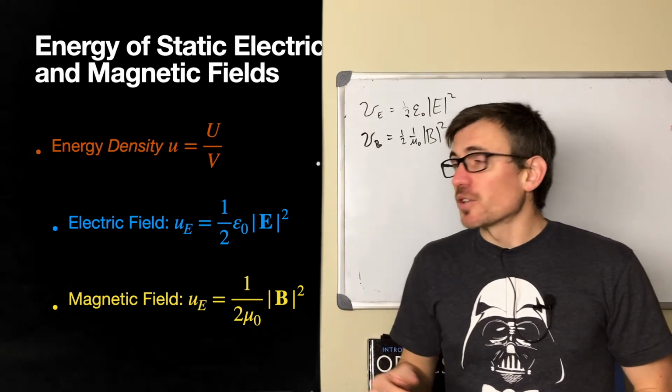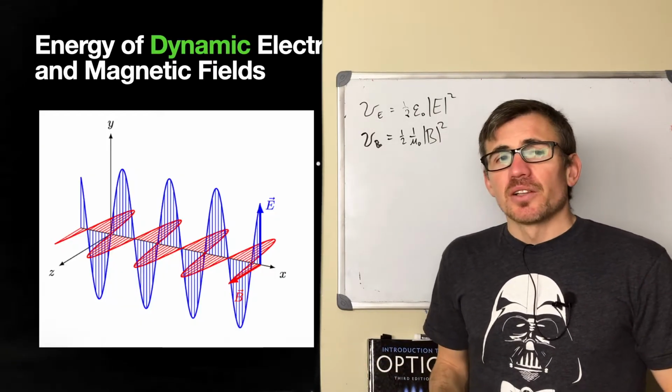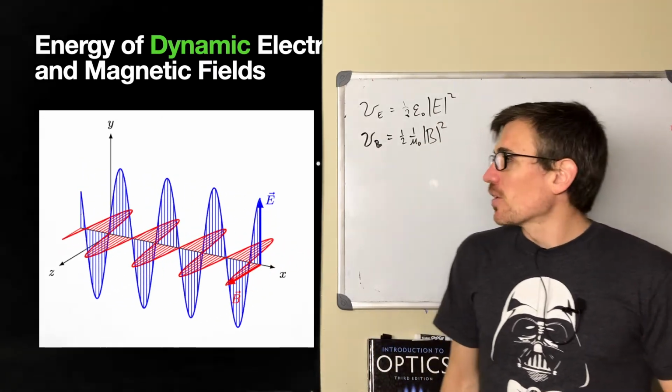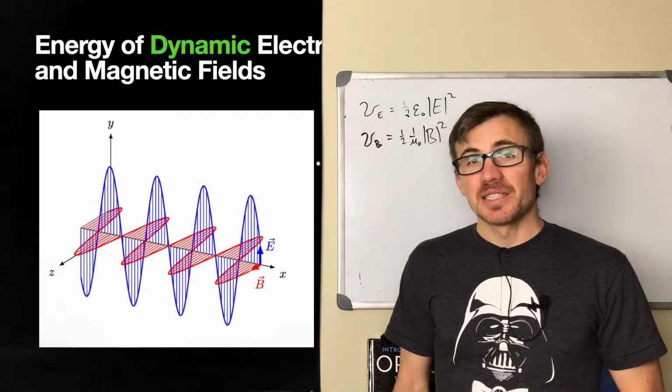So we're going to go a bit further. Let's look at dynamic fields now. Let's just look at our favorite picture for the course, of our plane wave propagating. And we have our electric and our magnetic fields here. And we can see that it's moving.